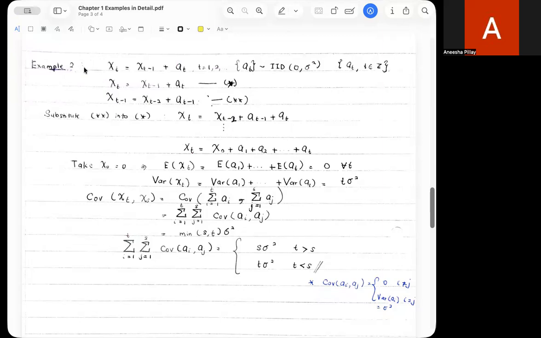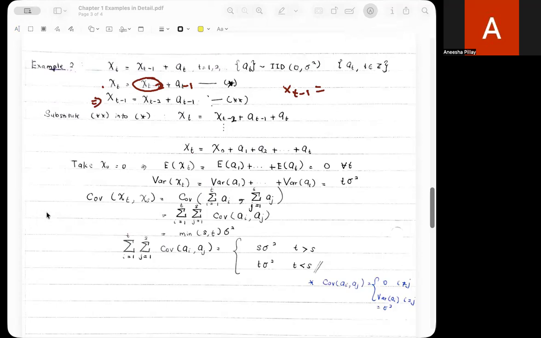All right. So in example 2, we have Xt equal to Xt minus 1 plus At, right? And we want to show whether this is non-stationary or not. So here, say if we have a second equation, now from the main equation, if I'm writing it as Xt minus 1, that means this one will become 2, this would be minus 1, right? So that is exactly what is being written over here.